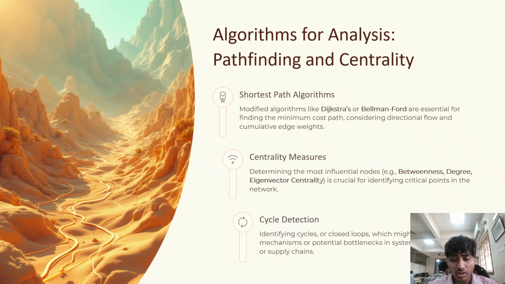The structure enables powerful analysis algorithms. Shortest path algorithms like Dijkstra's must be modified to consider directional flow and cumulative edge weights. Centrality measures determine the most influential node. Cycle detection identifies closed loops, which can represent feedback or potential boldness in the system.